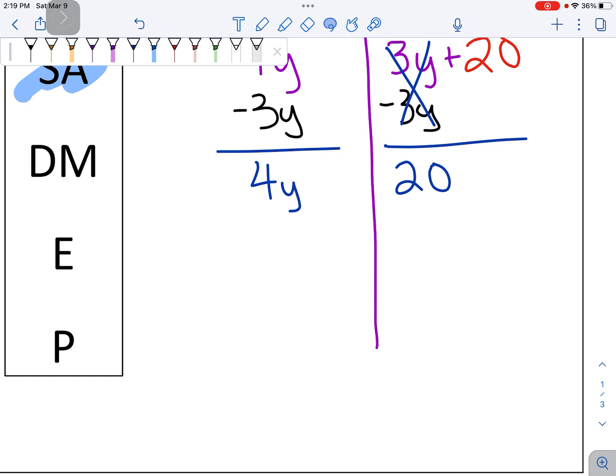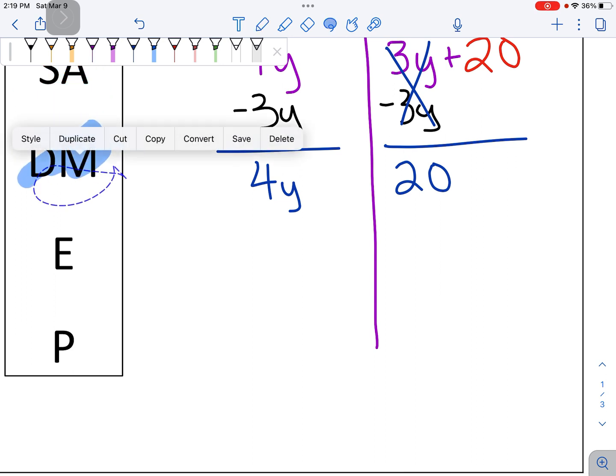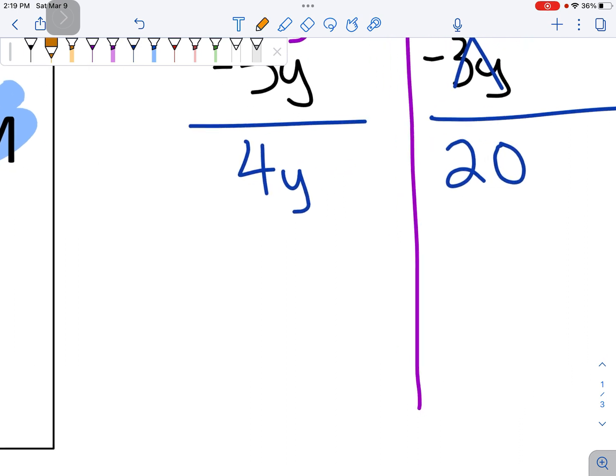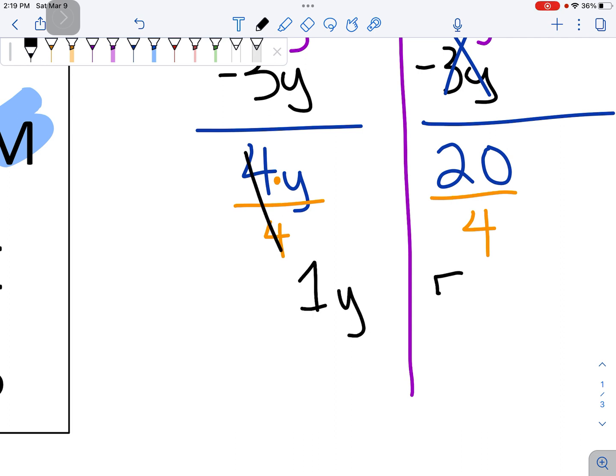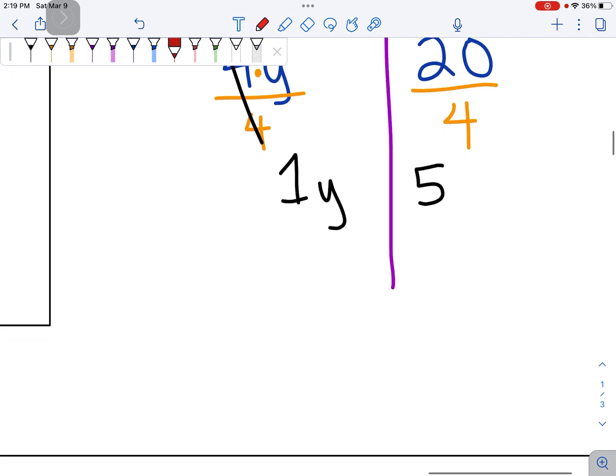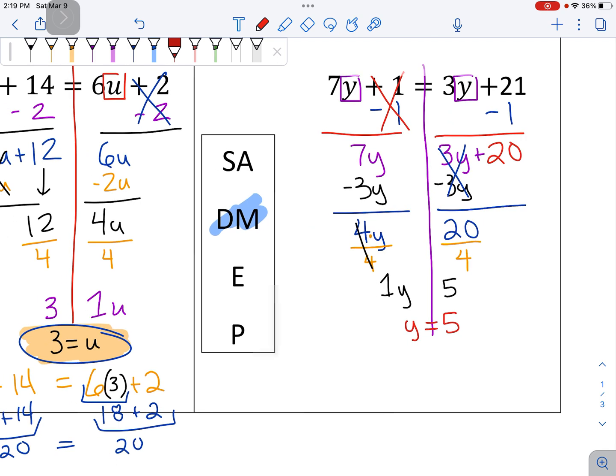Now I'm ready to move to division and multiplication because the addition and subtraction is gone. So I'm going to undo this times 4 times y by dividing by 4. Dividing by 4 on the other side. 4 divided by 4 is 1. 1y on the left side. 20 divided by 4 is 5. And we'll clean this up a little bit by calling it y equals 5. Right, back to the original equation. 7y plus 1.